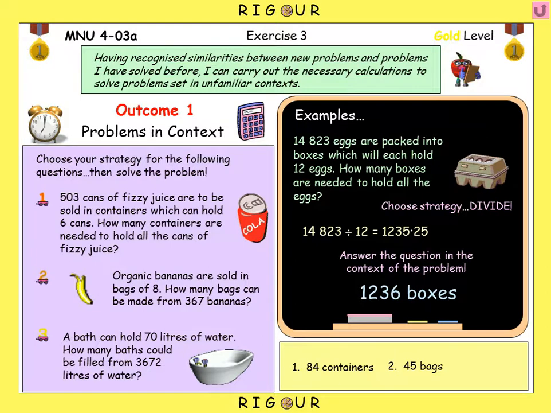And number 3, when you do your divide you get 52.457 etc. So how many baths could be filled? Well, 52 and a bit, which means you could only fill 52 baths. You had to round down again for the context of that question.